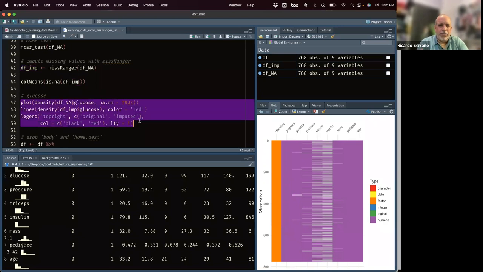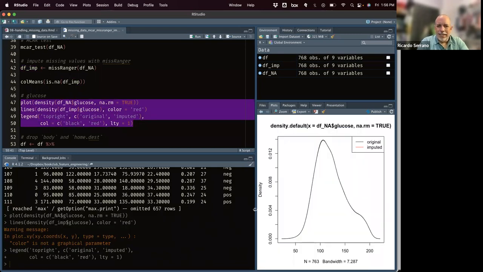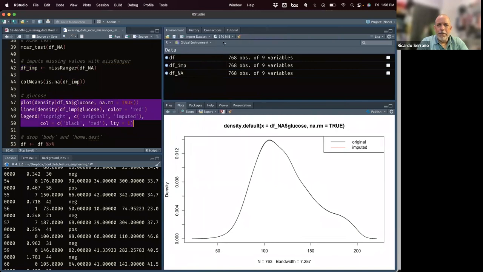So this is the command, this is base R, and for me, it's the most simple way to do it. So this is the density plot, as you can see. The black line is the original data, without, of course, the missing values, and the imputed is the red. And as you can see, you cannot distinguish it, they're very closely aligned. So that means that the imputed values are very true to the original distribution of your missing variable. So in this case, that glucose is good.